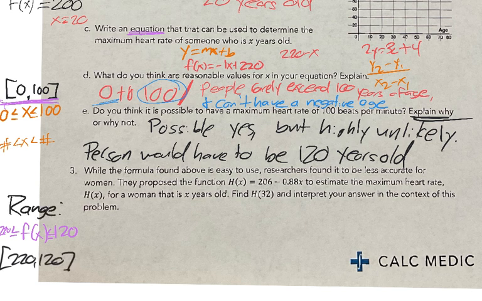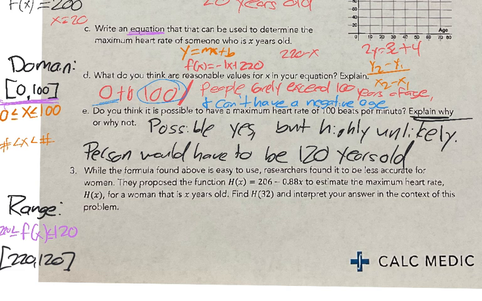This would be my range. Range is the list of all possible y values. This one would be our domain, the list of all possible x values. You guys know the difference between those, domain and range, x and y's.